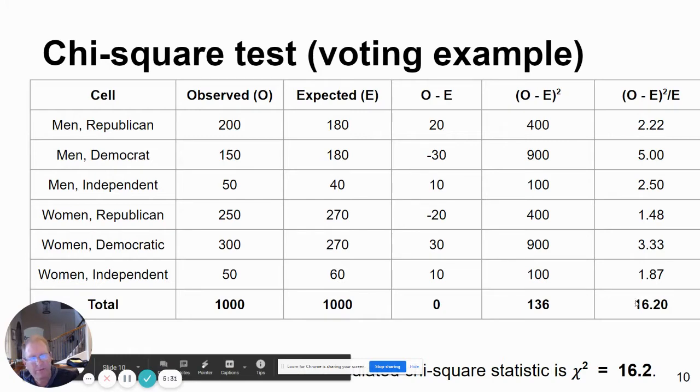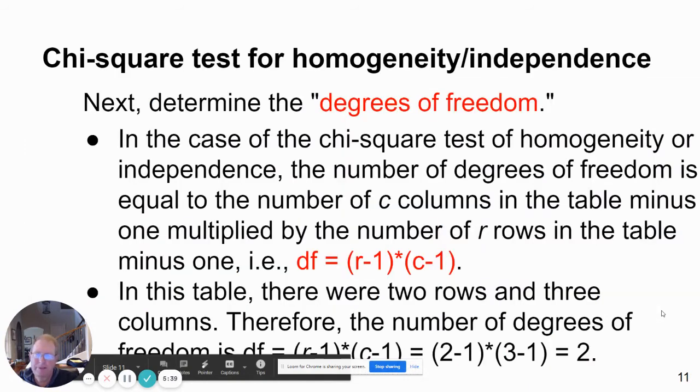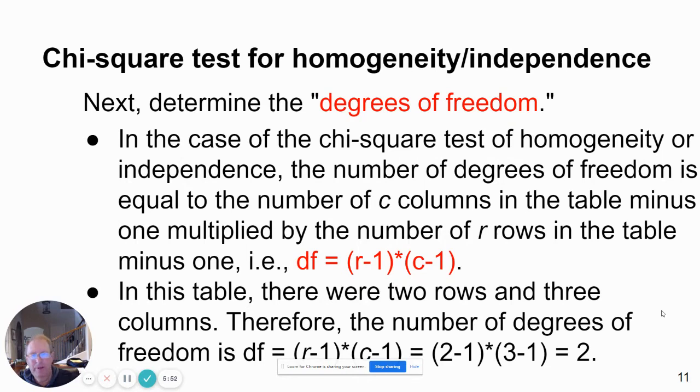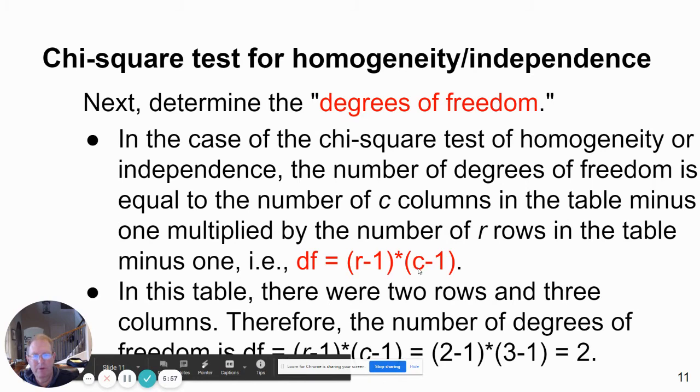It will come up, in this case, to a chi-squared statistic of 16.2. So our chi-squared statistic here is 16.2. The next thing we need to know is, well, what are the degrees of freedom? In the case of the chi-square test for homogeneity and independence, the degrees of freedom is the number of rows minus 1 times the number of columns minus 1. So in this case, we had 2 rows and 3 columns. So I get 1 times 2 is 2. So in this problem, I have 2 degrees of freedom.